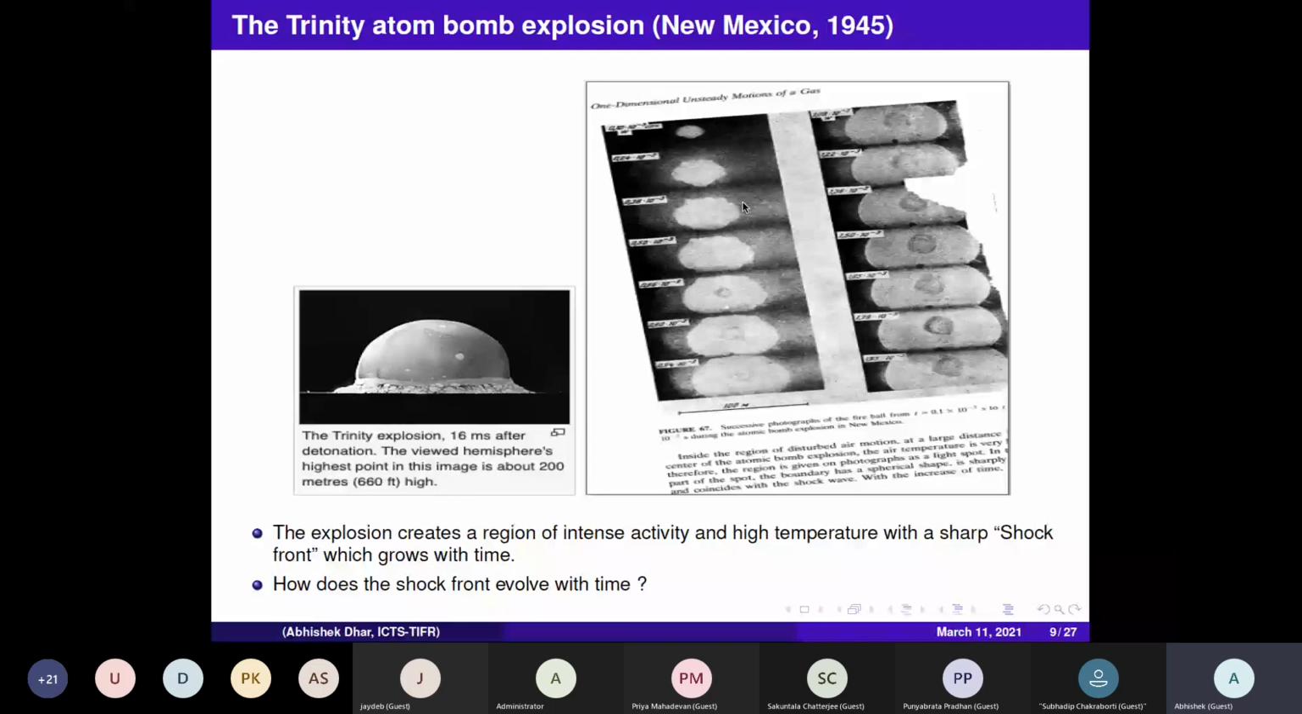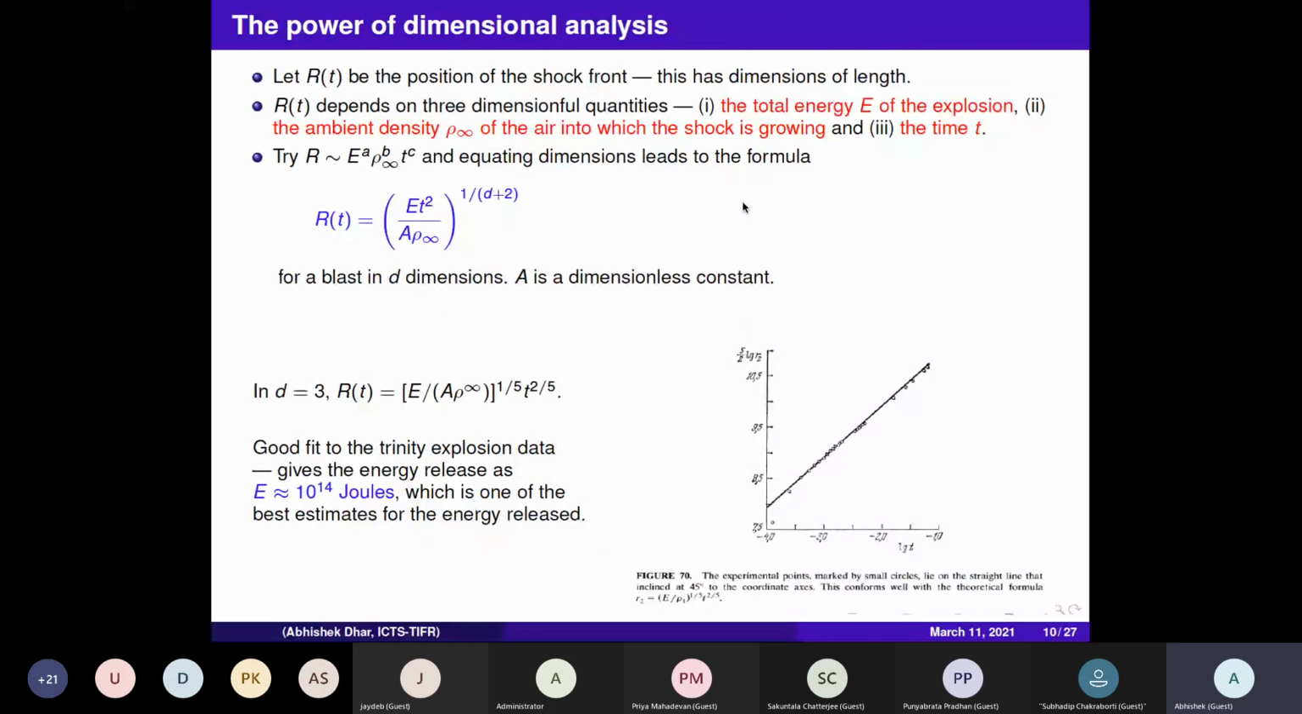You can answer this question in a very simple way, and it's amazing how it works. This is basically doing dimensional analysis. Given the shock, we want to know its radius, the length scale R of t at time t. What can it depend on? It can depend on the initial energy that was released in this explosion, and the shock is expanding out into some ambient atmosphere, at some density, which I call rho infinity.